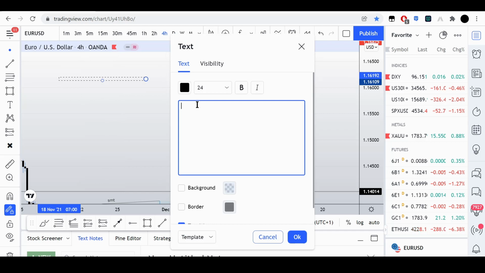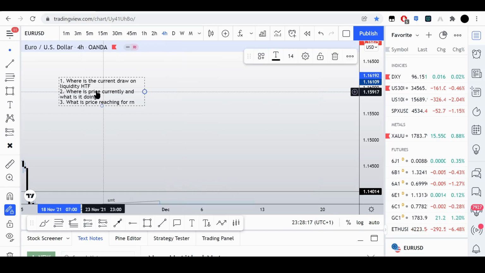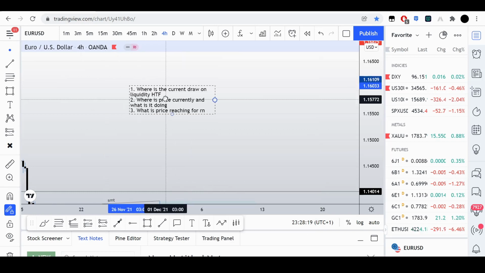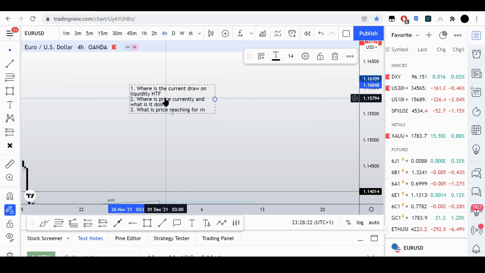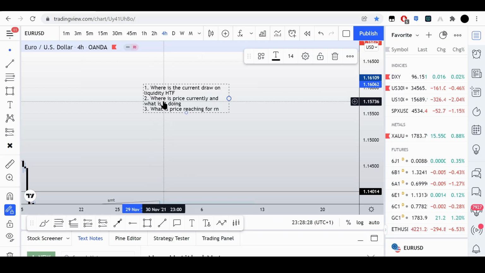All right. Okay, guys, so I have this written down. If you want to, let's just go over this and make sure you write this down too. Whenever I'm looking at the charts, I'm always looking at these three first. Where is the current draw on liquidity? Higher time frame, right? So we're basically looking at the daily.